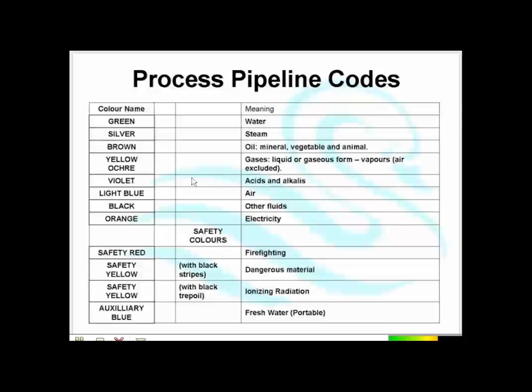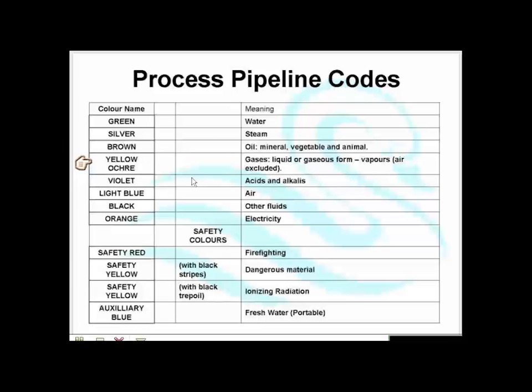Another set of standards we have is pipeline codes. All the pipes in our plant are supposed to be painted different colours, and those different colours mean special things. Green means water. That's not drinking water, that's just general water, wastewater, stream water. Silver is steam. Generally speaking, that means it's hot. Steam being quite a hot thing.